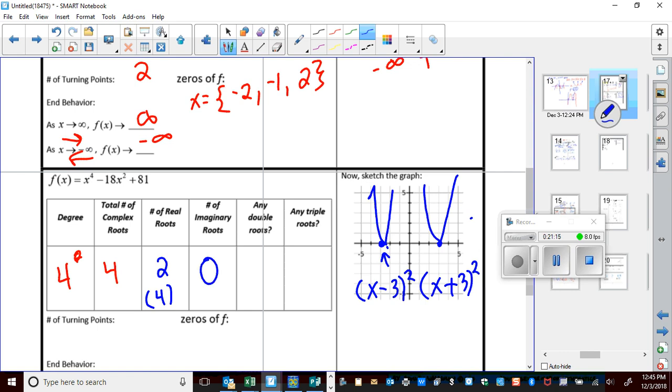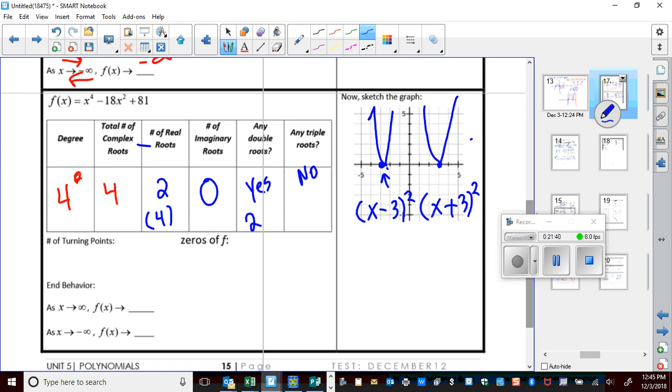There's 0 imaginary roots. Are there any double roots? Yes. There are 2. Are there any triple roots? No. Because typically what we're doing is we're subtracting these 2 numbers to get the number of imaginary roots. But at this point you only have 2 zeros, and I'm going to show you what I mean by the multiplicity. We recognize the multiplicity because it's bouncing back. It's creating a turning point right on the x-axis.